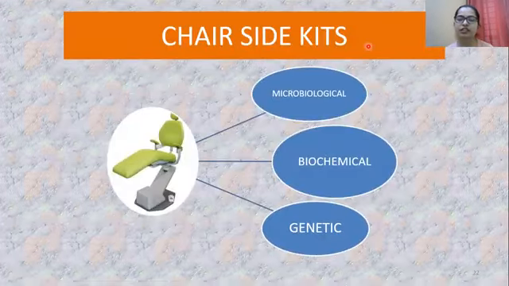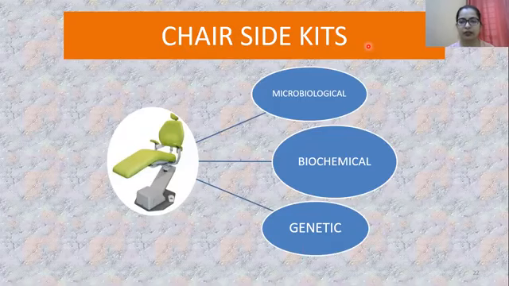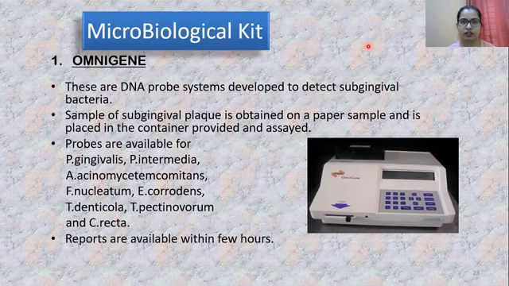Now coming to some of the chairside kits, we have microbiological, biochemical, and genetic test kits. In the microbiological kits, we have Omnigene, which is a type of DNA probe system which helps in determining the subgingival bacteria. So a subgingival plaque sample is obtained on a paper point, and then this is put in this container, which helps in determining the type of organisms which are present.